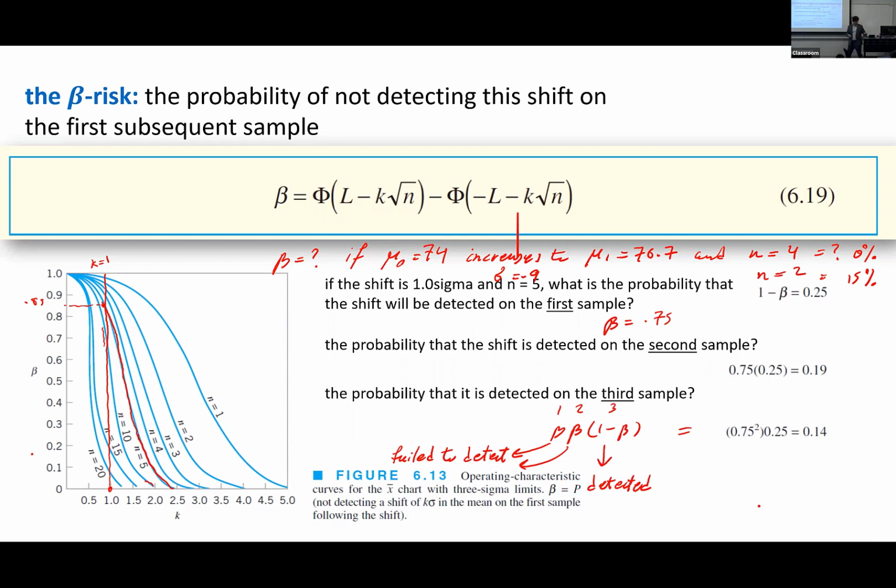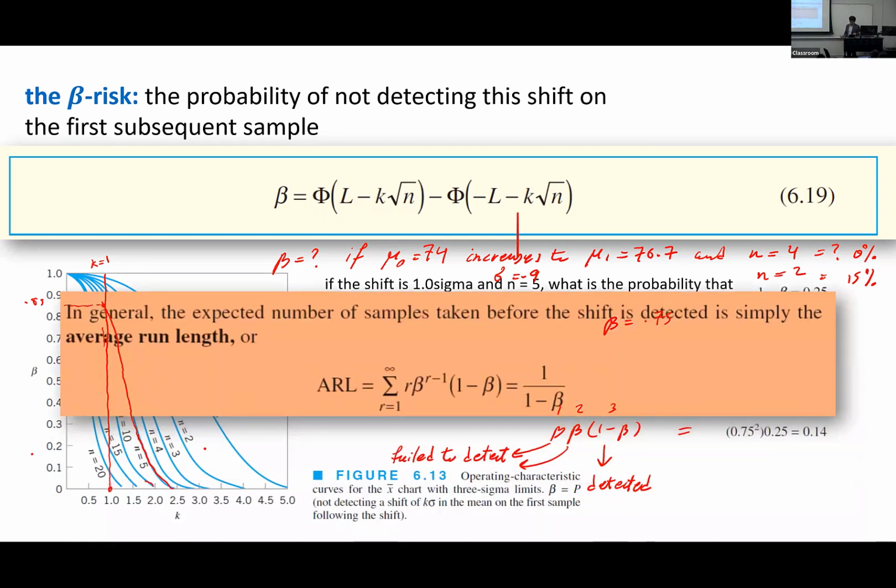But what's the average? The average, we call it ARL, and we learned ARL is 1 over the probability of a point falling out of limit, and here it's 1 over 1 minus beta. So for this example, it's going to be 1 over 1 minus 0.75, which is 4. On average, if you have a 1 sigma shift in the mean and your sample size is 5, on average, you will detect it on the 4th sample that you take.